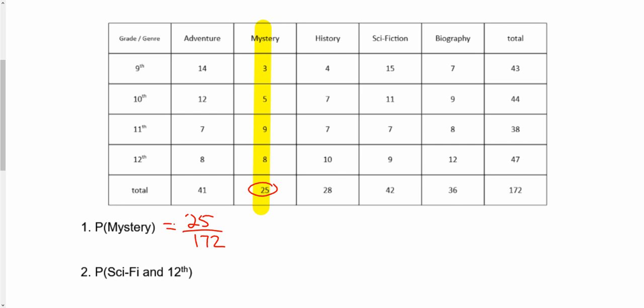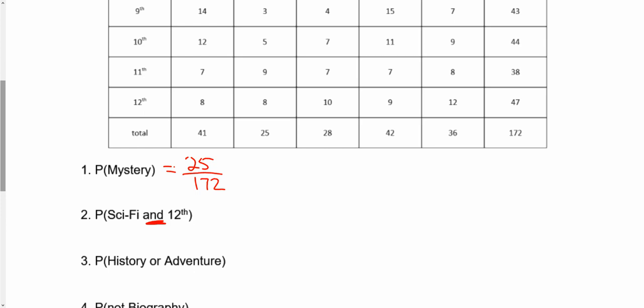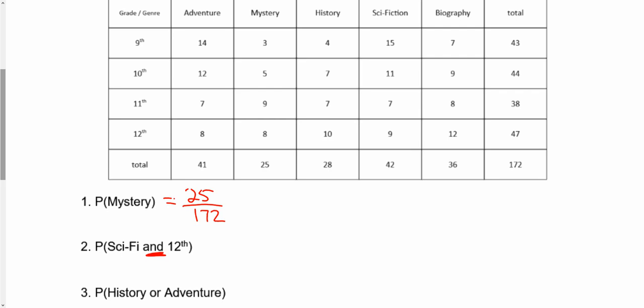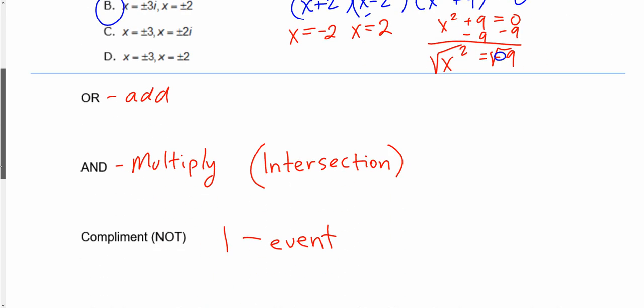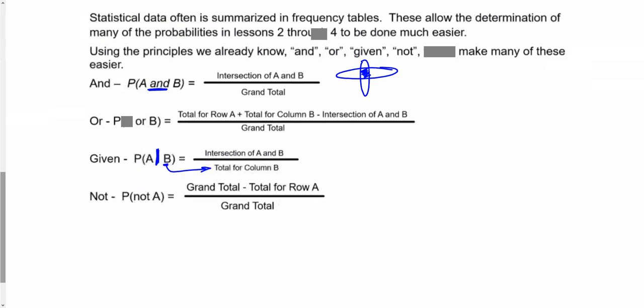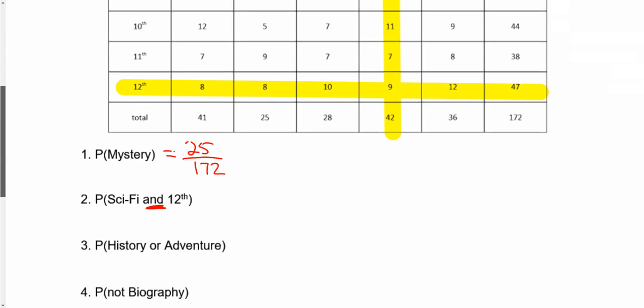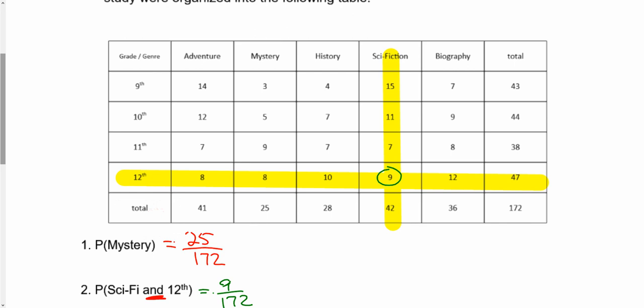Now, as we go through these examples, I'm going to sort of highlight and then erase. But also, there's this key word again. And. When it's an and problem, look at the two events that it's talking about. So I'm going to highlight science fiction. So it's this one. And I'm going to highlight 12th grade. So it's this one. So an and problem is the intersection. And if you look at the formula that was on the back page, I'll flip back and forth. An and is the intersection over the grand total. So in the problem that we just found, the intersection is this 9, so that's the top number, and the grand total, still 172. Okay, I'm going to erase the highlighter stuff.